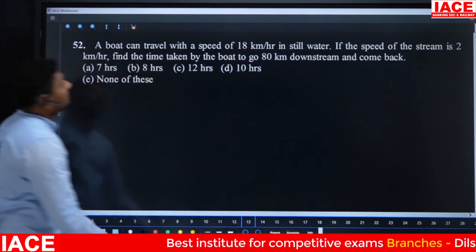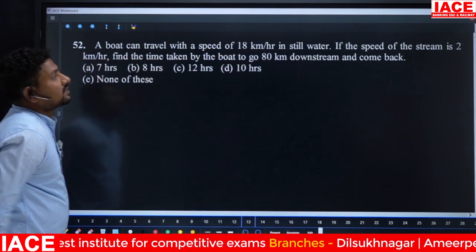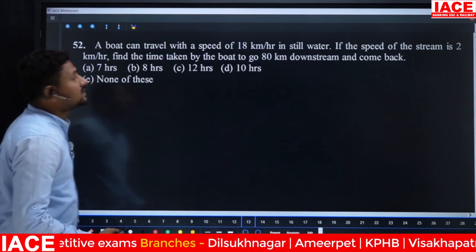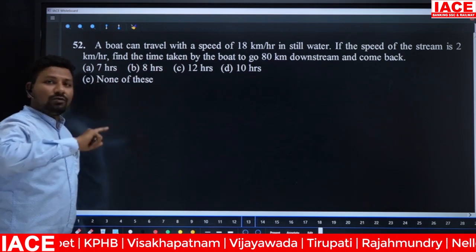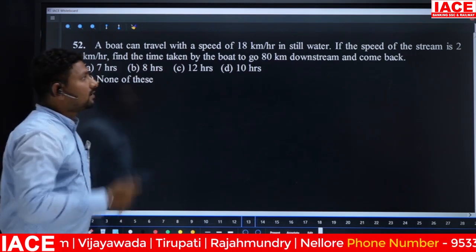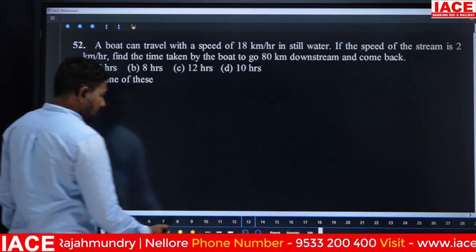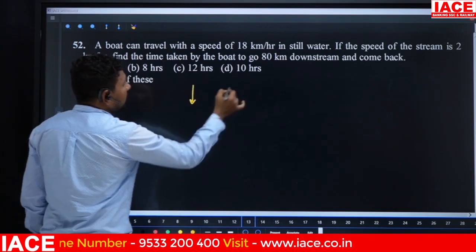And next, a boat can travel with a speed of 18 km per hour in still water. If the speed of the stream is 2 km per hour, find the time taken by the boat to go 80 km downstream and 80 km come back. Going downstream means coming back upstream. That we know. Then down and up.